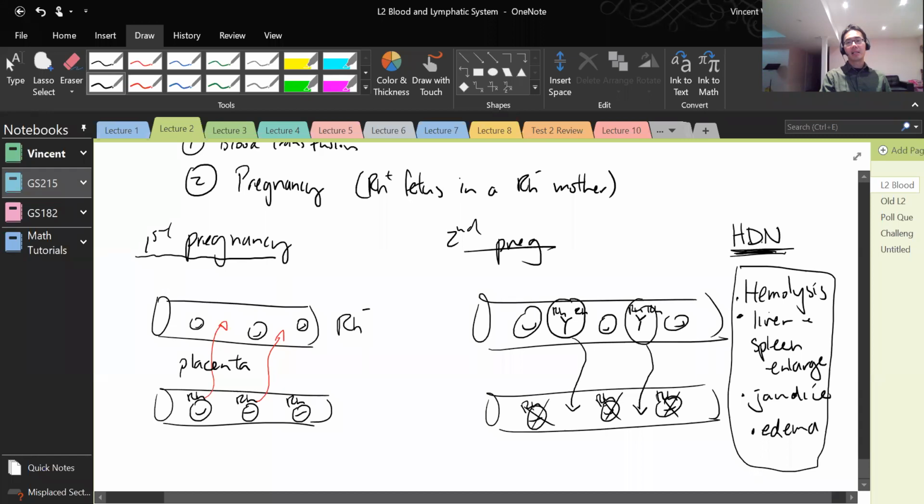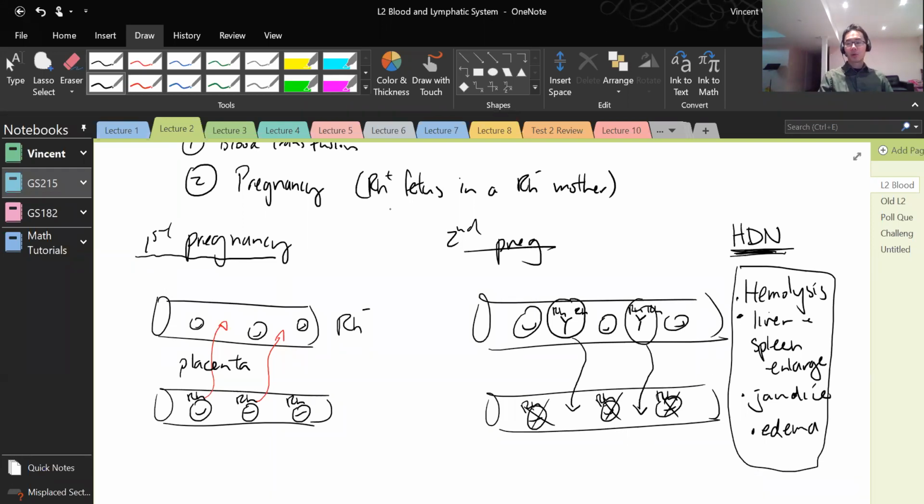The severity varies. Sometimes it's very severe, sometimes not so much. And it's not restricted to Rh. It could happen with any of the blood groups. It could even happen in the ABO blood group. I think I mentioned this in the recording.